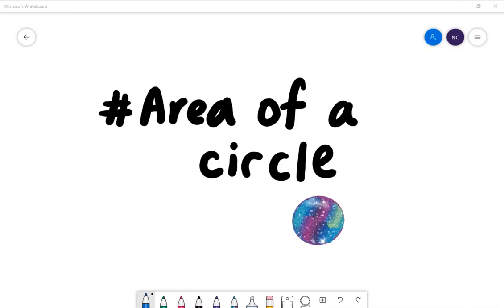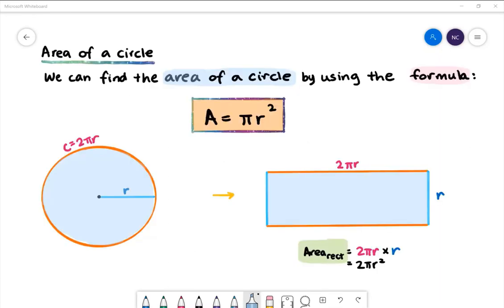Today we'll be learning about the area of a circle. We can find the area of a circle by using the formula A is equal to pi r squared. To understand how we get to this formula, we can consider the circle on the bottom left. This circle has a radius of r and a circumference of 2 pi r.